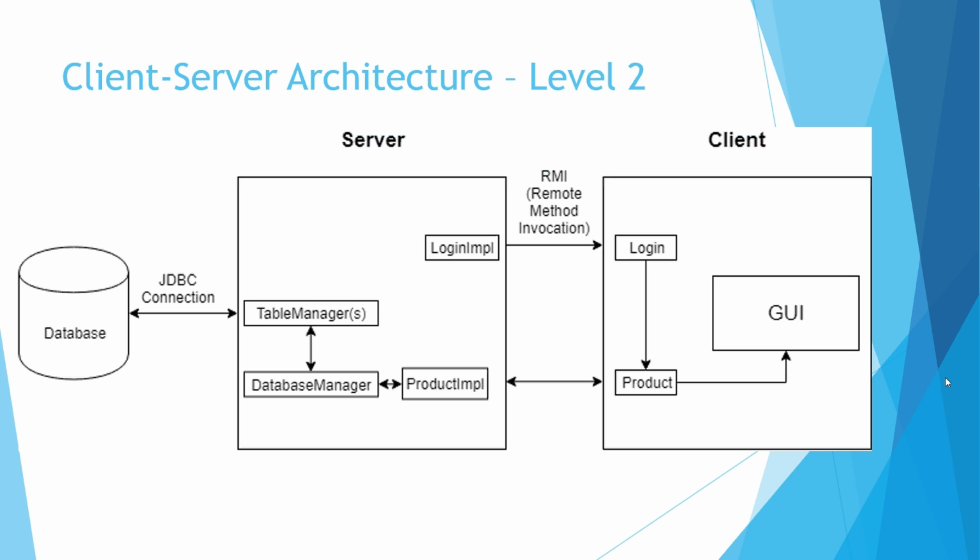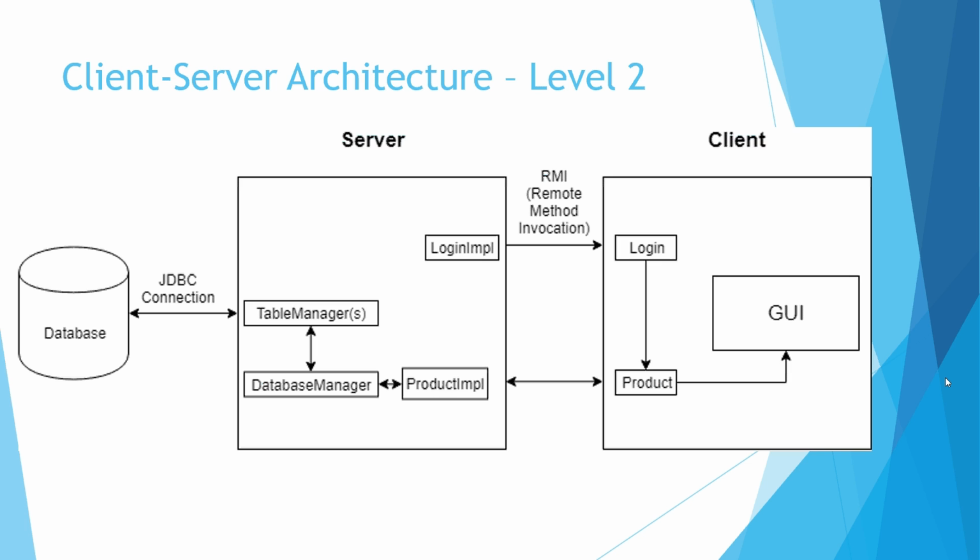So this is my first architecture option, which is the client-server architecture, and this is the level 2 diagram. And basically here we have a database which talks to a server using a JDBC connection, and then we have a client which will be talking to a server using an RMI connection, or a remote method invocation connector. And basically you can see for example, inside the server we have a class which is the login implementation class.